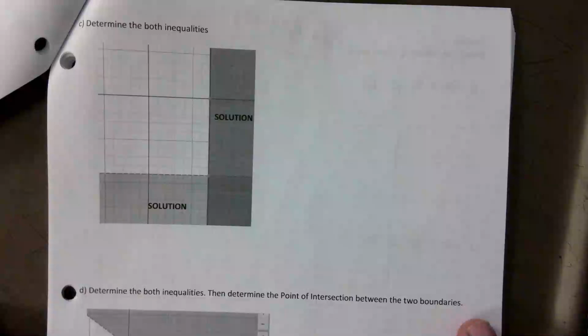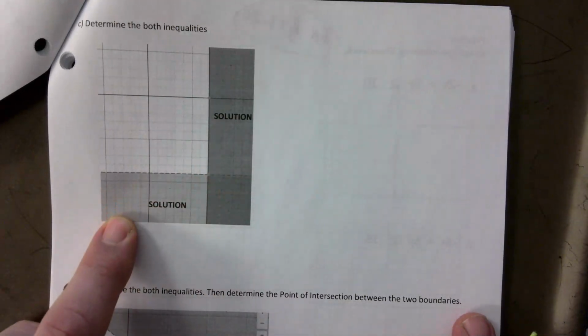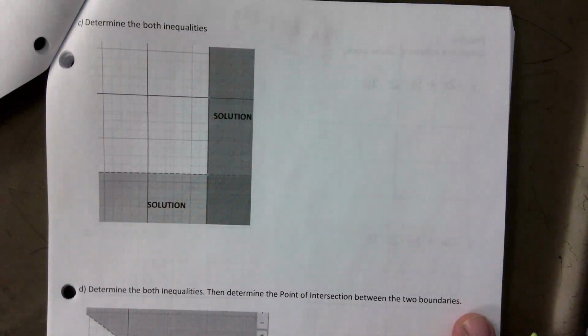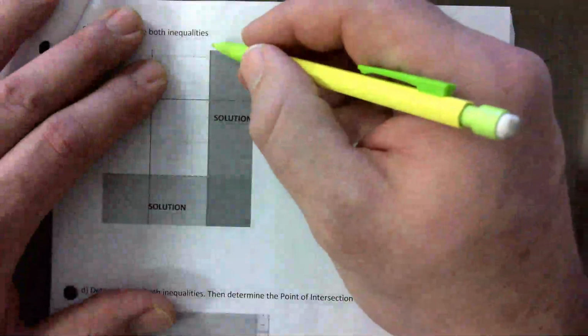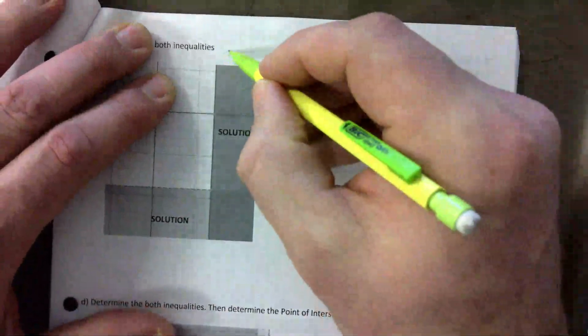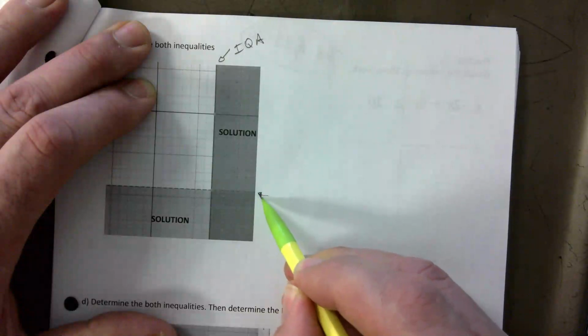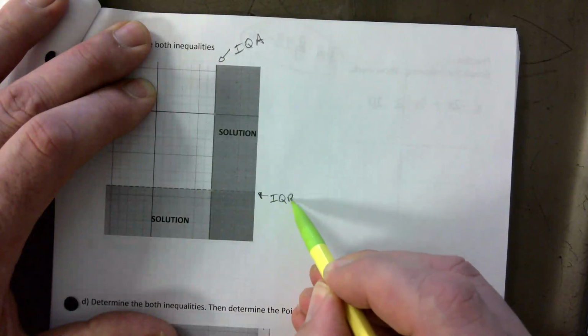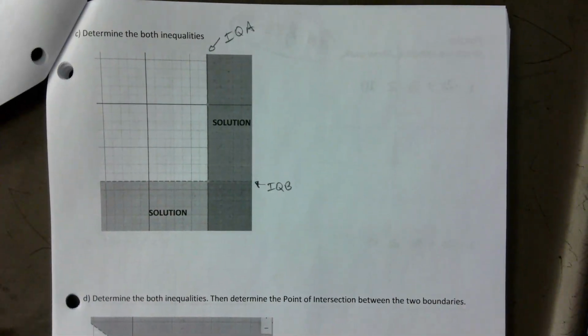So quite often, on page 22, you'll have more than one inequality on the same pane. So you have to treat one at a time. You don't mix them up. Let's call this one inequality A, and this one right here, we'll call inequality B.